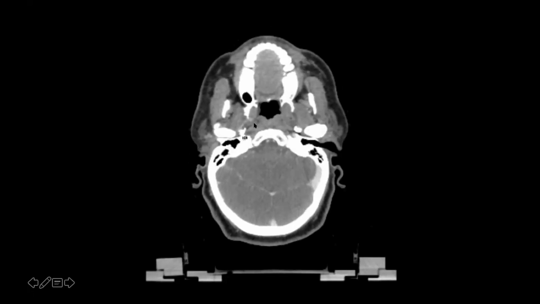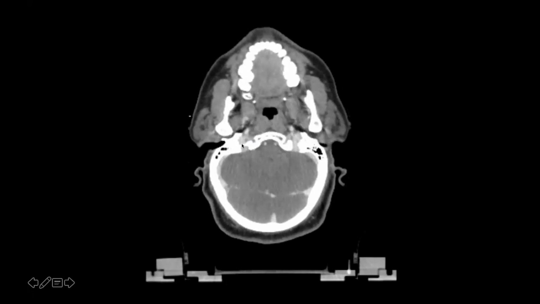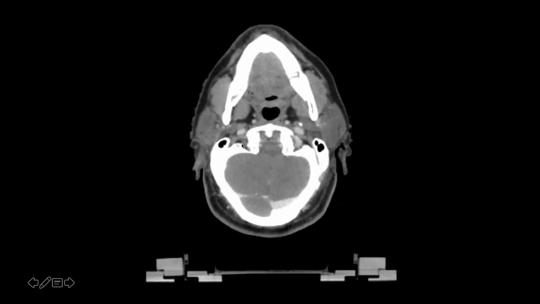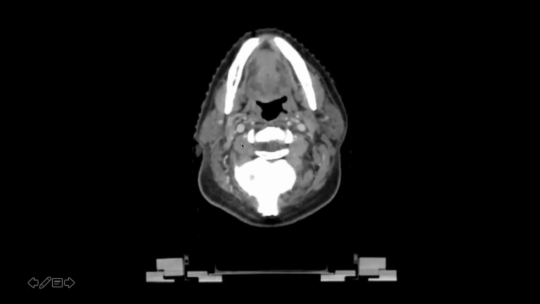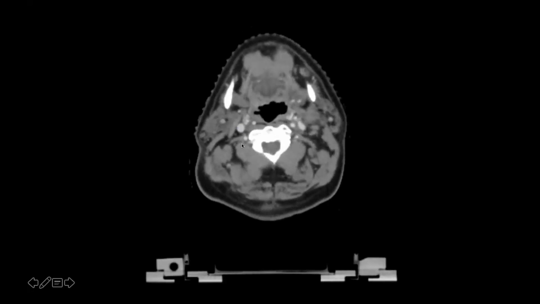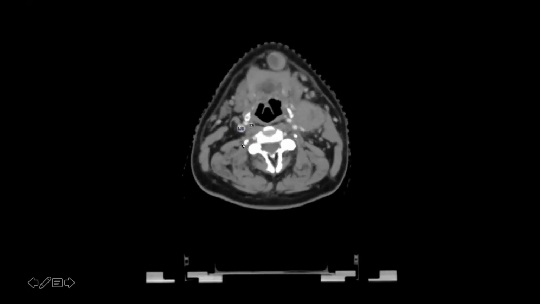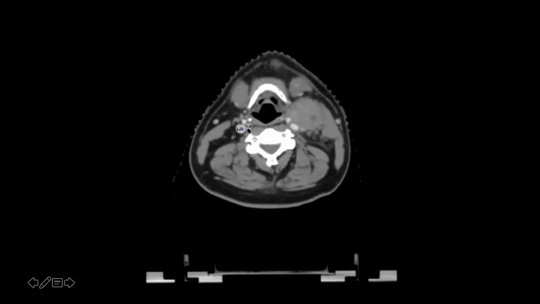Okay, so now we'll track the internal jugular vein down. So the internal jugular vein continues from the sigmoid sinus. So this here is the internal jugular vein coming out through the jugular foramen. So this here is the internal jugular vein that continues to lie lateral to the carotid artery. So internal jugular vein and the internal carotid artery.